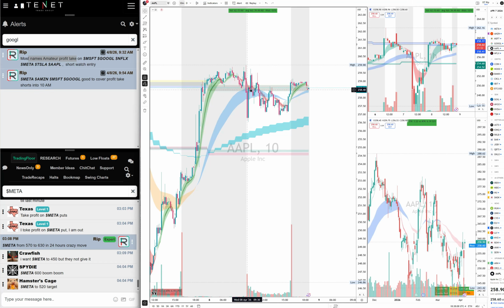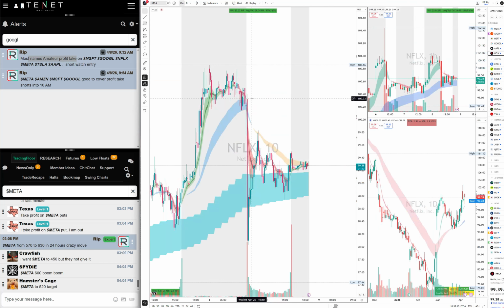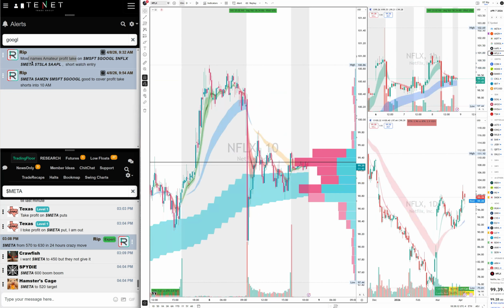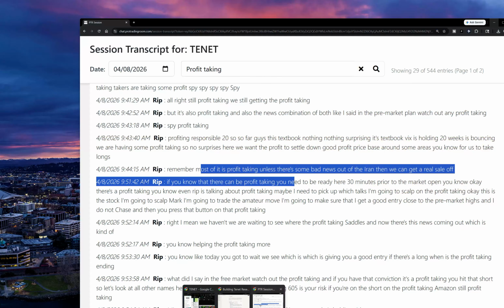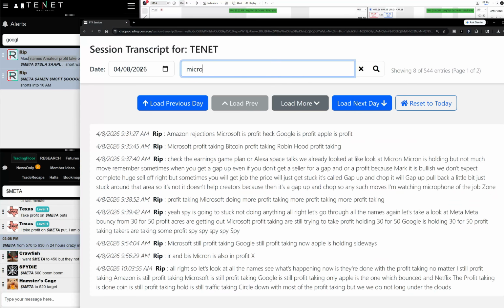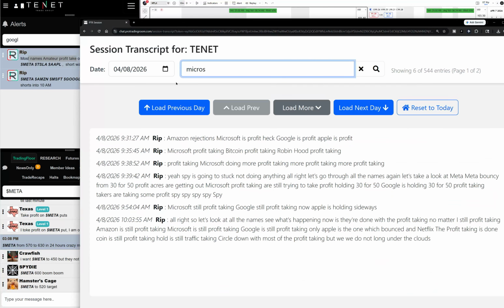Apple also did not fade that much. Netflix did the profit taking at the open. So the best one was, let's take a look here, Microsoft. You see that Microsoft was profit taking, huge profit taking on Microsoft.